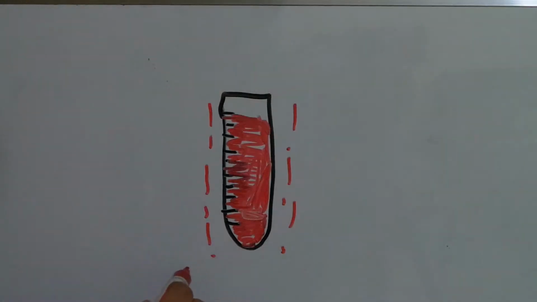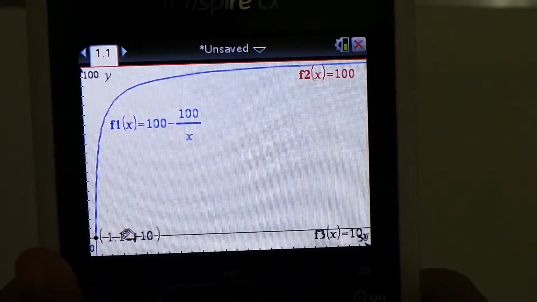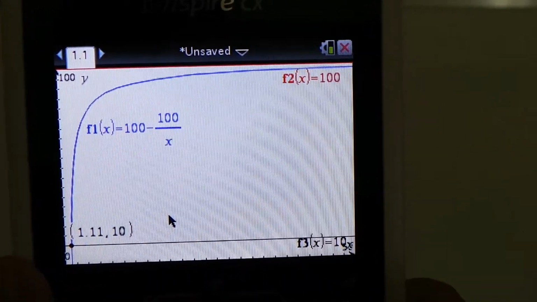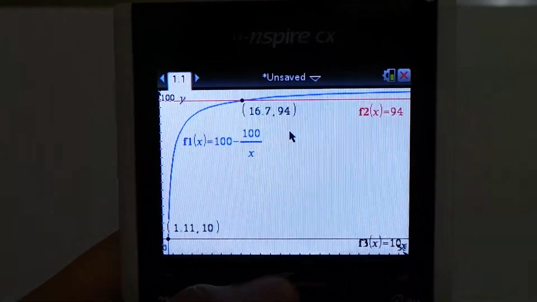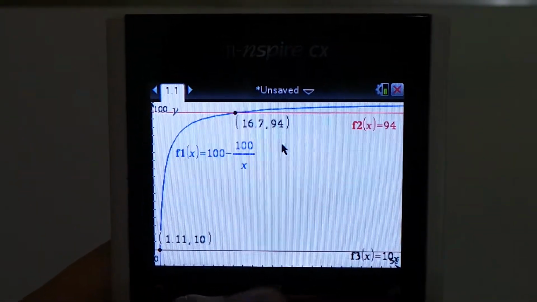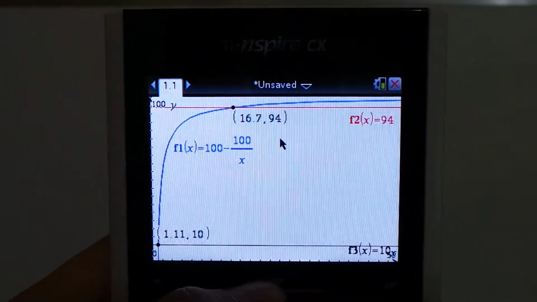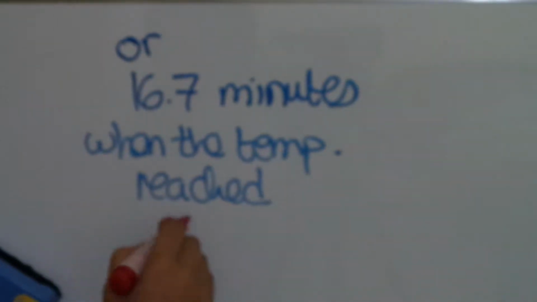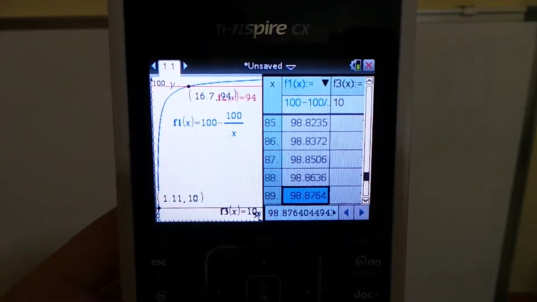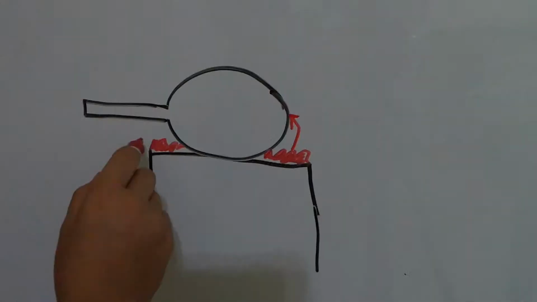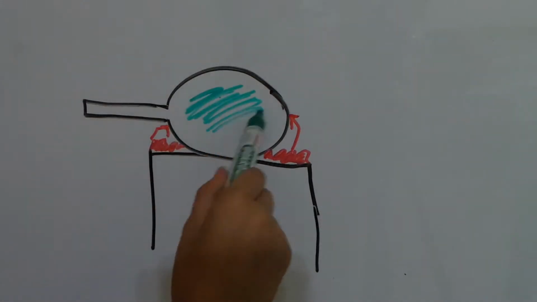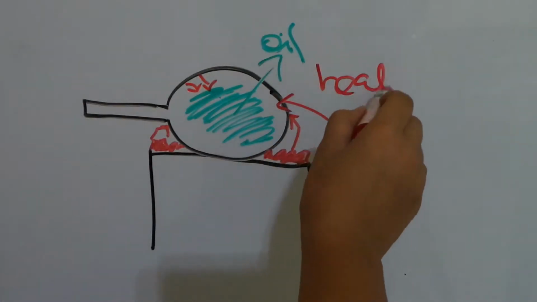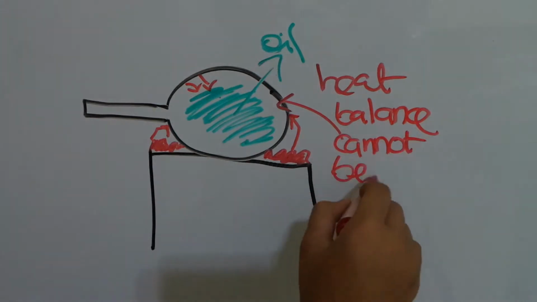The oil's temperature increases rapidly at around point (1.11, 10) when it is initially exposed to heat, and when it reaches a higher temperature, specifically starting from point (16.7, 94), or 16.7 minutes when the temperature has reached 94 degrees Celsius, the increase of temperature slows down. This is because it's already extremely hot and it's trying to reach the temperature of the stove, but it can't, because the oil is not receiving the same amount of heat as the stove is from the fire.